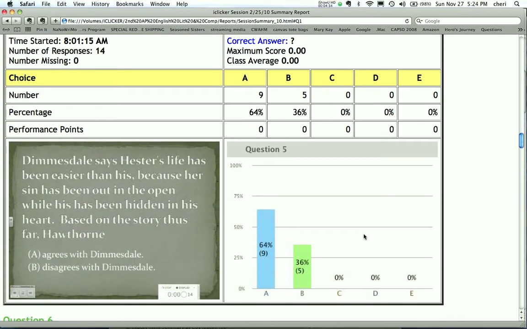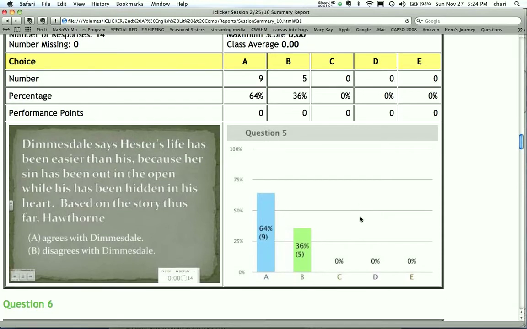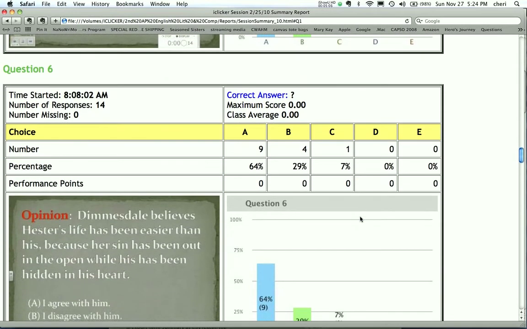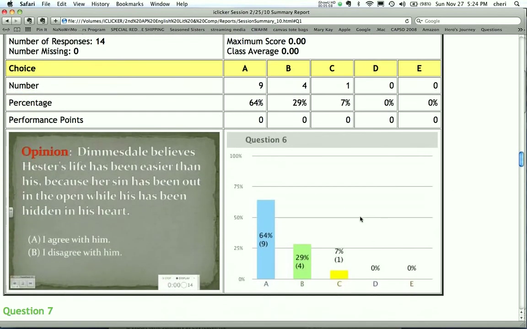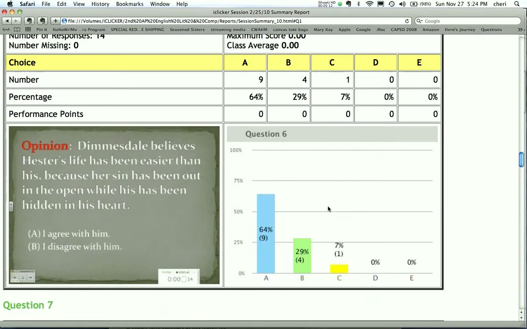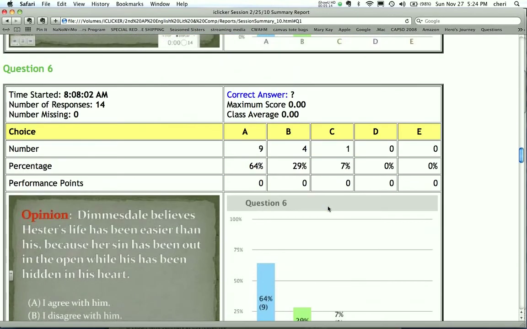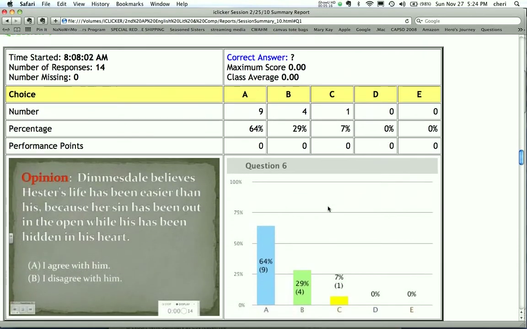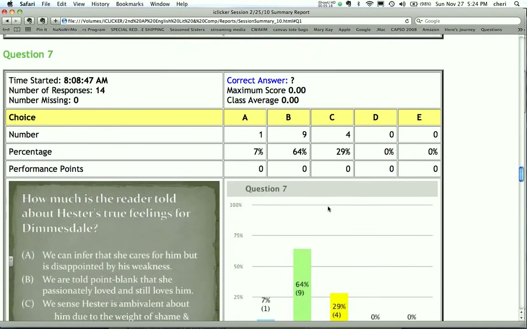and they need to be able to perceive Hawthorne's attitude. Does Hawthorne agree with Dimmesdale or disagree with Dimmesdale? And so you can see their answers here. And then the question is, do they agree or disagree? In this case, this year's class seemed to be pretty much on par. I've had other classes where they completely reverse on this question. They totally disagree with what they perceive Hawthorne to be saying.